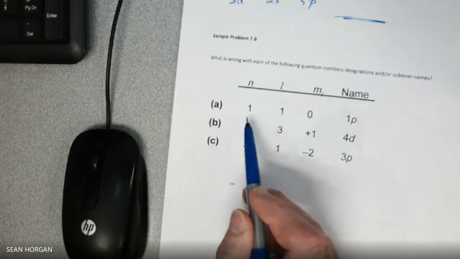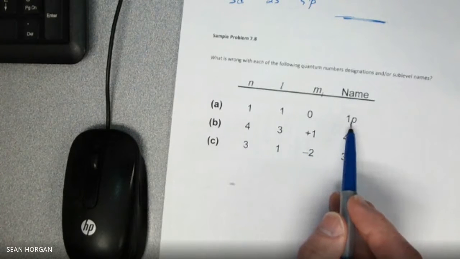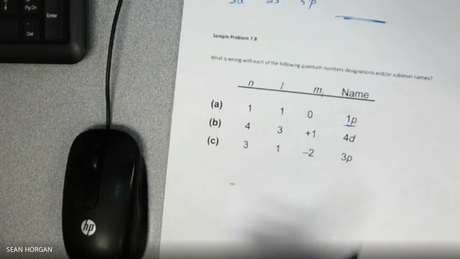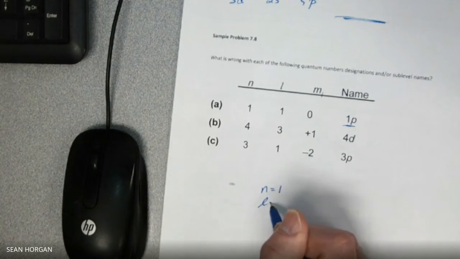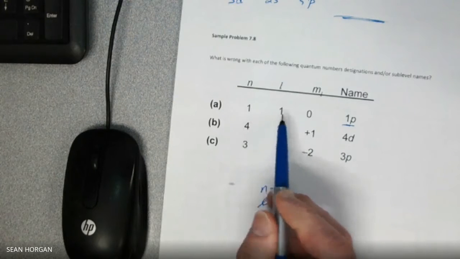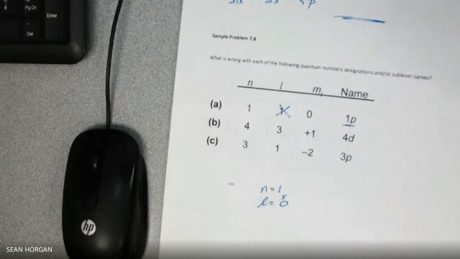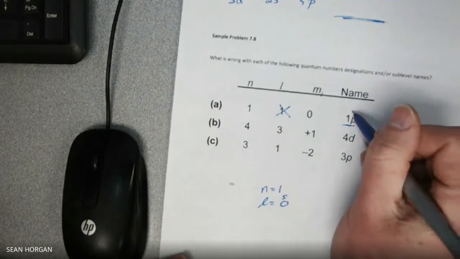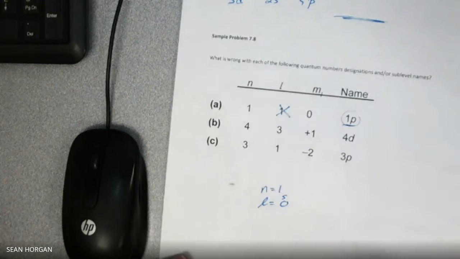What's wrong with each of the following quantum designations and their sublevel names? Okay, so this one says 1, 1, 0, and 1p. This is a problem right off the bat because when we do n equals 1, the L value should be 0. This is only an S shape. The first n level is small, so it only has an S shape. So this number is not even a possibility, because it should be just 0. It's the only one it has. So this can't be true, but this is correct based on the information in front of it. So I would say this is the wrong mark.